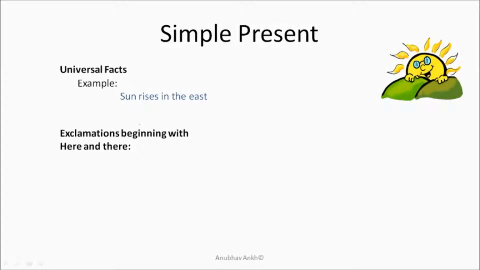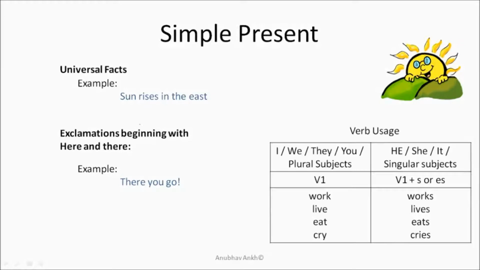One more thing where we use simple present is exclamations beginning with here and there. Exclamatory sentences that begin with here and there, like there you go, here comes the rain. Okay, let's see the example. There you go.